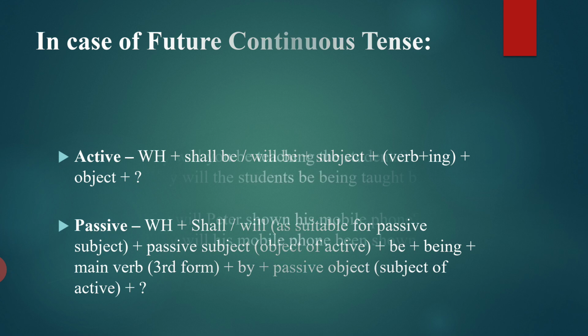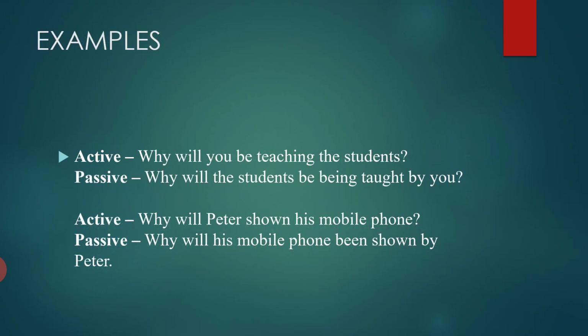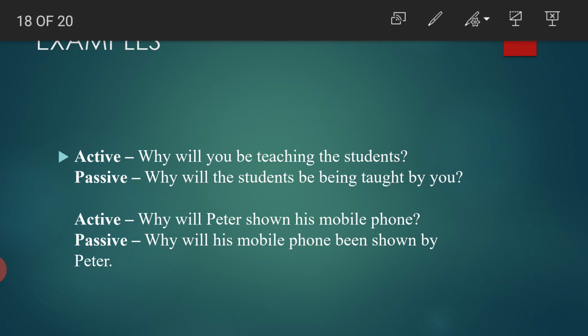Let's see through this example. Why will you be teaching the students? Why will, and you is the subject; in its place you have to use the object. Why will the students be being taught (V3) by you?